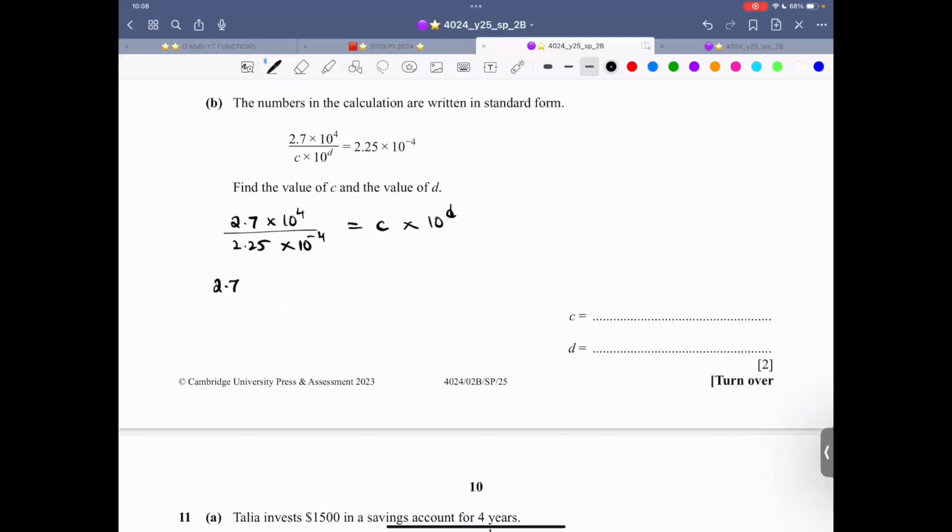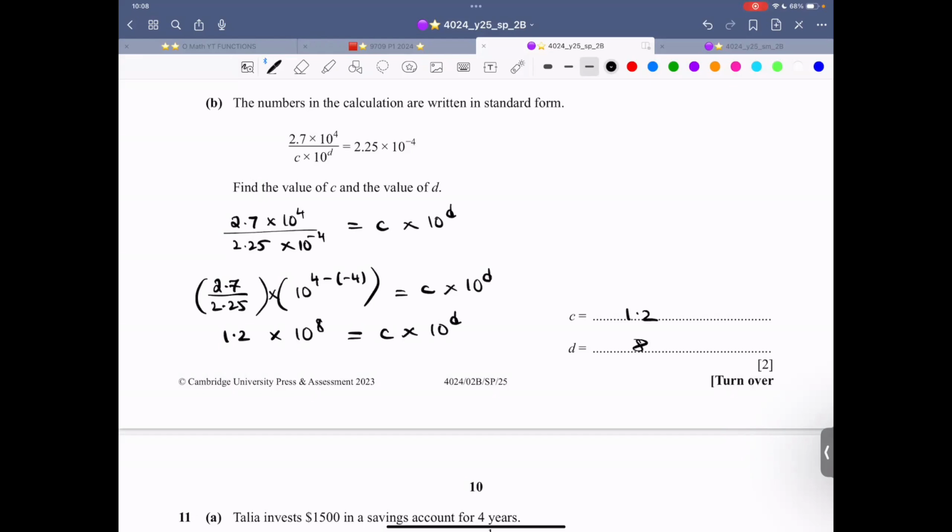So what is 2.7 divided by 2.25 into 10 raised to power of 4 minus 4? That is C times 10 power D. So 270 divided by 225. I'm just thinking without decimals. That's 1.2. So this is 1.2. This is 10 power 8. This is C into 10 power D. So C is what? C is 1.2. D is what? The power, which is 8.